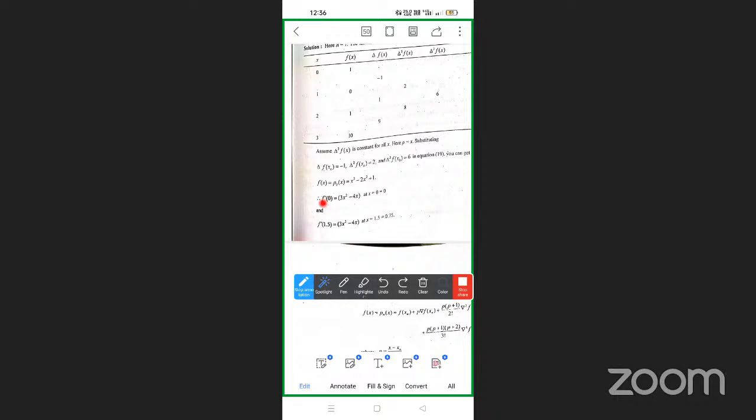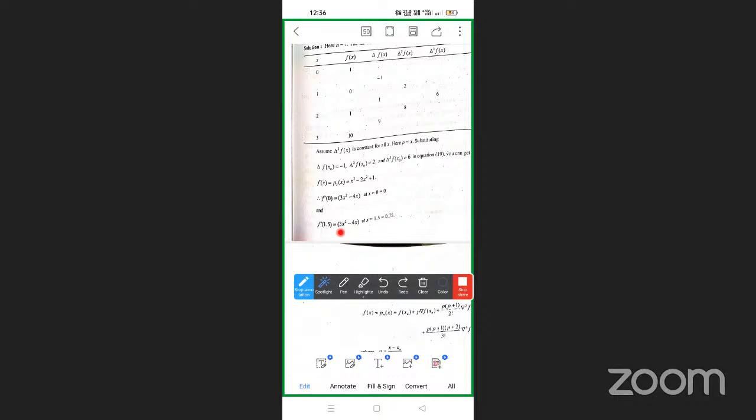f dash of 0 is equal to directly 0. So substitute in that formula f dash of 0. So we are getting 0 value. So P is nothing but (x minus x naught) by h value. F dash of 1.5, so 3x square minus 4x.